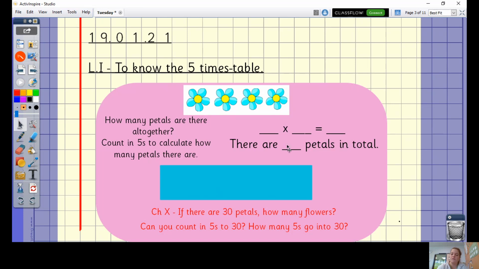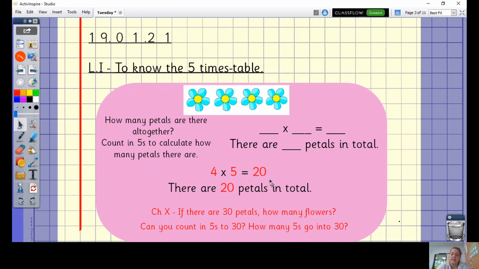Hopefully you've had a bit of time now to write your multiplication number sentence and to count the total. Okay, so our multiplication number sentence would be 4 multiplied by 5, because we count our groups, 1, 2, 3, 4 groups, and there's 5 in each group. So 4 groups of 5. Let's count in 5s to find the total. 5, 10, 15, 20. There are 20 petals altogether.